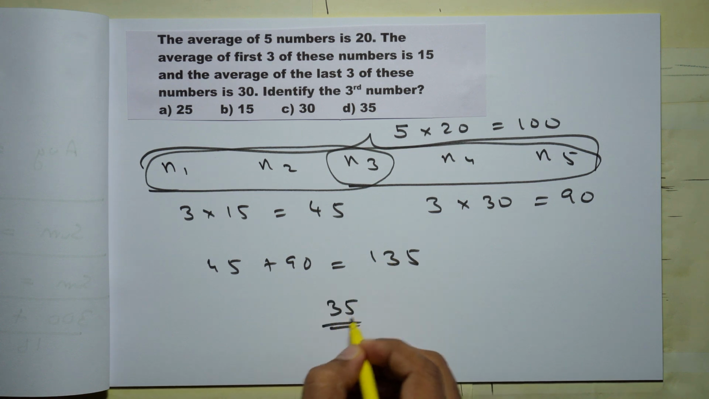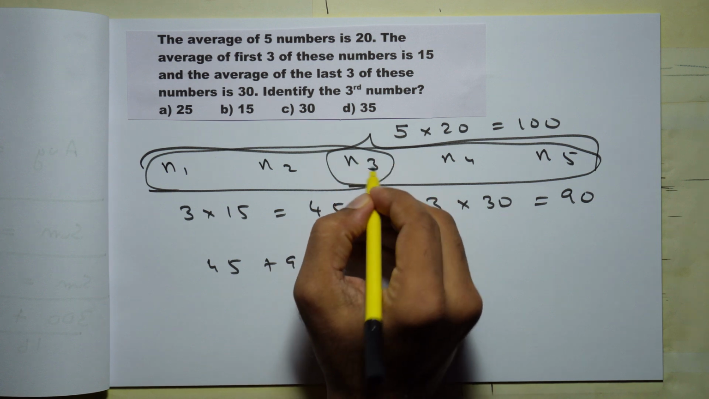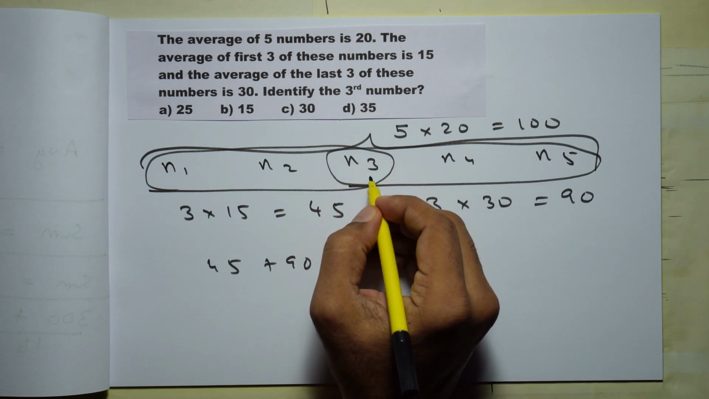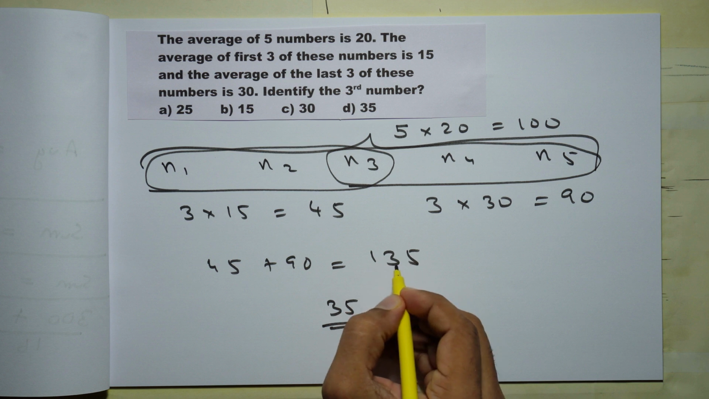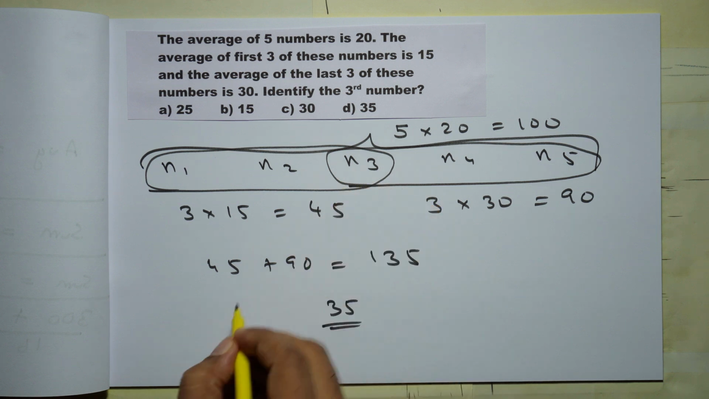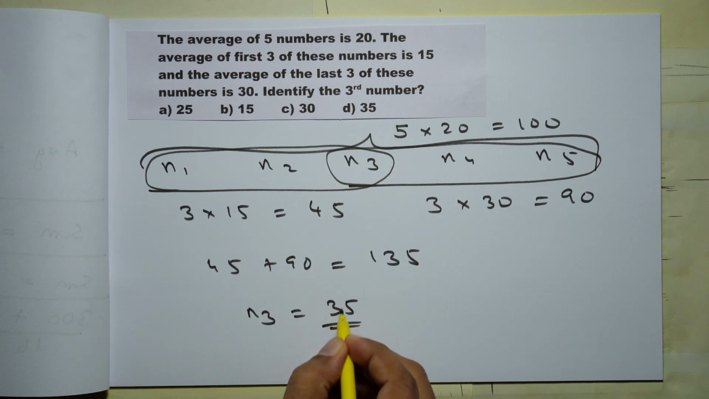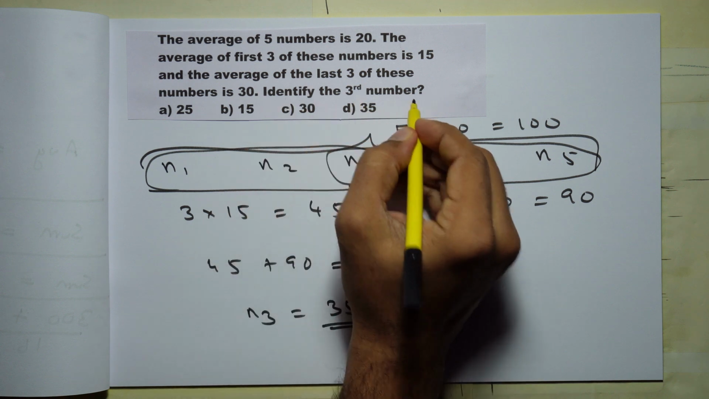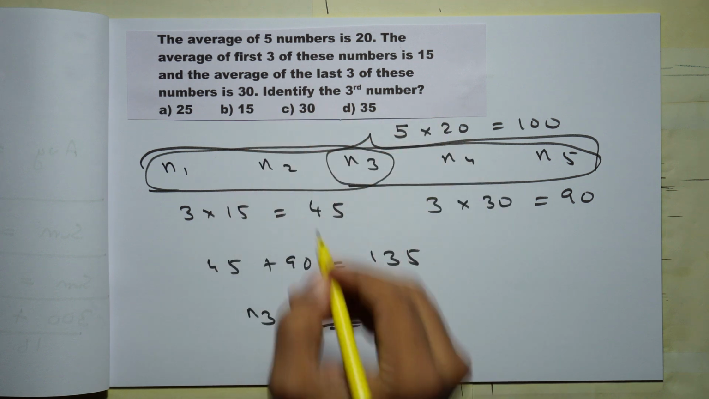Now why is it 35 more? Because n3, the third number, has been added twice. That is why you will get it as 35 more. So n3, the third number, has to be 35. So identify the third number, it has to be 35, option D.